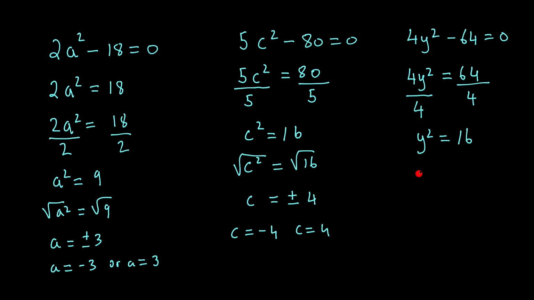And once again, if I take the square root of both sides, that will give me plus and minus 4. So y is equal to minus 4, y is equal to 4. That will be my two solutions for the third quadratic equation.